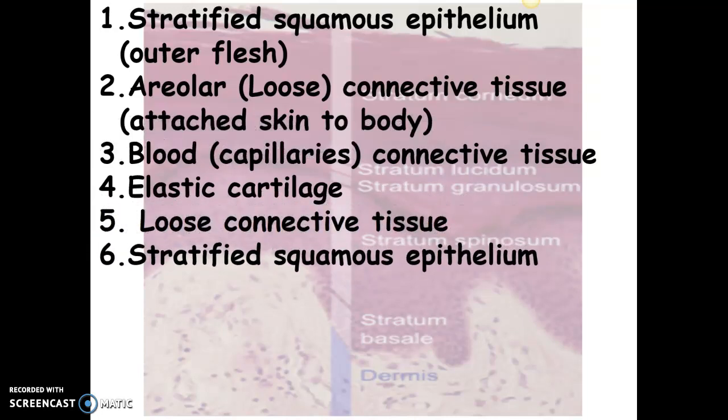So this is super simplified. You saw that between steps 2 and 5, from loose connective to loose connective, within that, you've got the blood, you've got the fat, which I didn't put in here, the adipose, and you've got the elastic cartilage. So you've got a lot of stuff in there. Your body's really simply amazing.